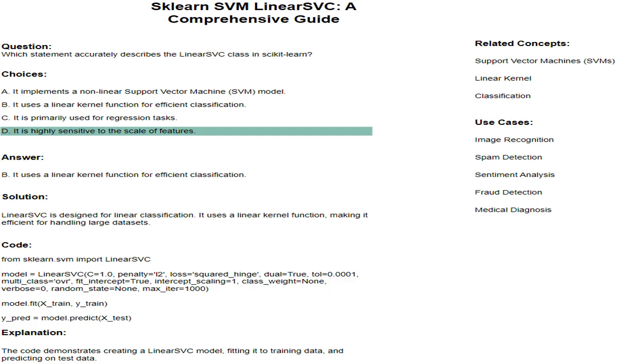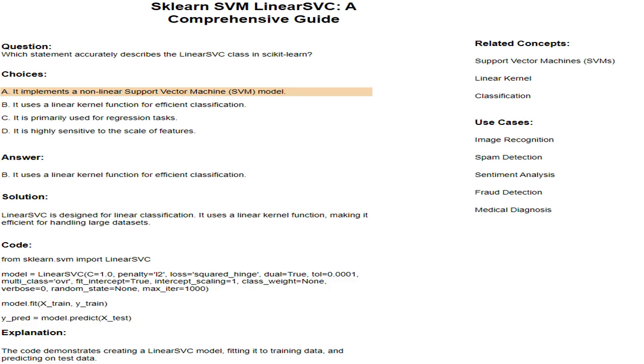Incorrect. LinearSVC uses a linear kernel function, meaning it finds a linear decision boundary to separate data. It does not implement nonlinear SVM models, which use kernels like the radial basis function (RBF) to create nonlinear boundaries. A. It implements a nonlinear support vector machine (SVM) model.